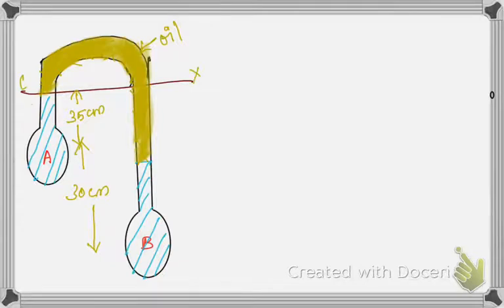First you have to draw these two bulbs and mark this 30 centimeter. They have given that A and B are filled with water, so you can write it, and the distance of the water levels will be 35 centimeter. You have to mark that. Only then can we mark a datum line C and D. So I am marking my datum line to be C and D here.